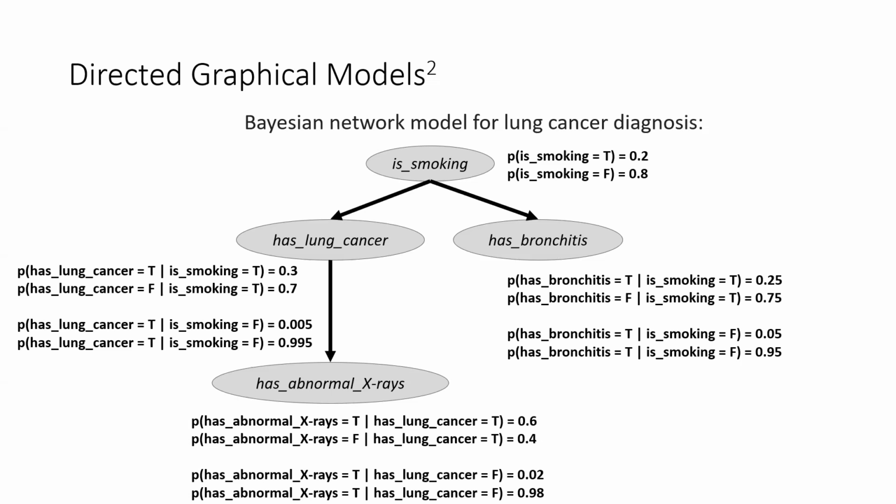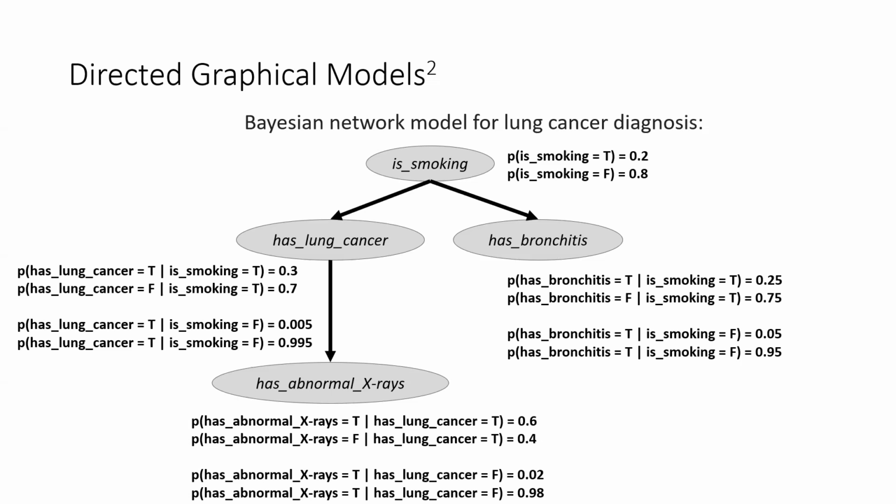And because these are probabilities, we know that their sum is equal to 1, in which case if I know one, then I can deduce the other. So in this case, I say that the probability of a person smoking is 0.2, so the probability of a person not smoking is 0.8.